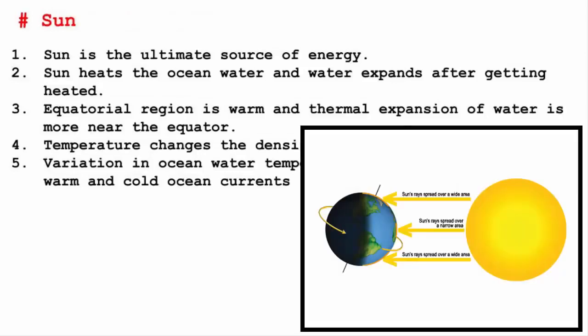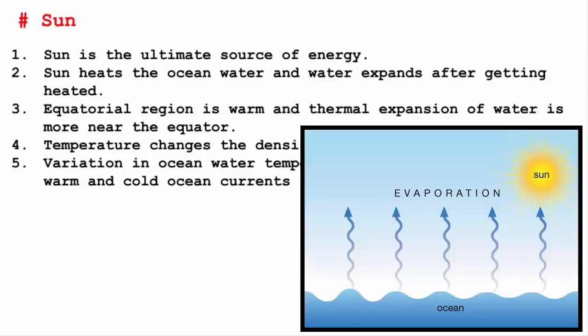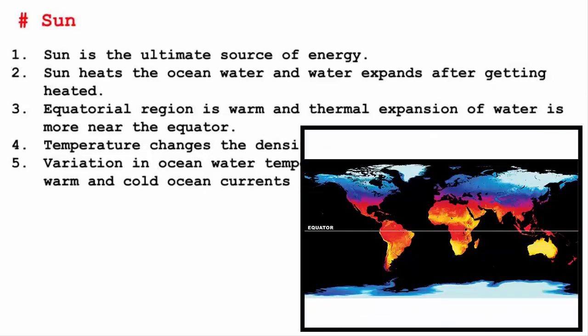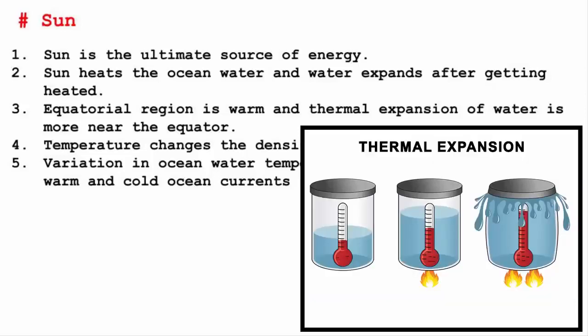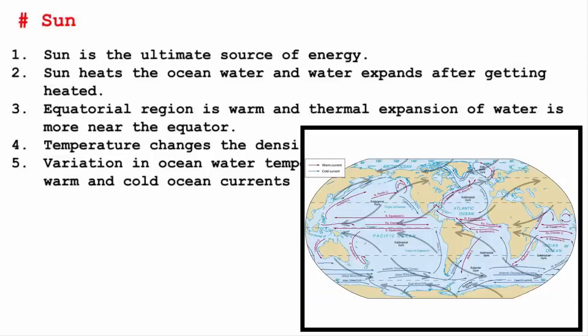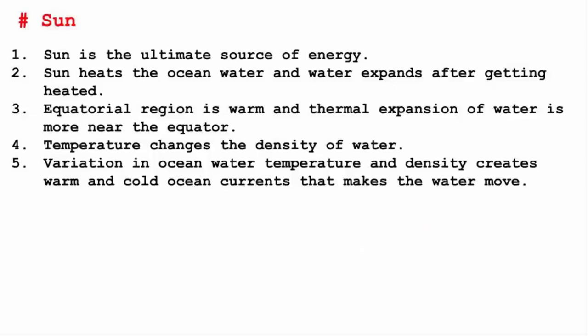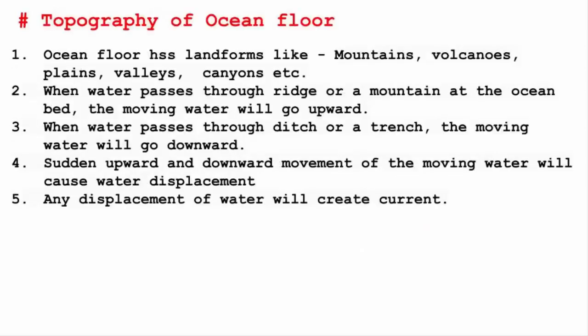Now the sun is the ultimate source of energy. The heat from the sun causes the water in the ocean to expand. We know that the equator receives the maximum amount of sun rays, and as we go away from the equator towards the poles, temperature drops. That is why near the equator, the ocean water is about 8 cm higher in level because of thermal expansion. Now this variation in ocean water temperature and density creates warm and cold ocean currents that keep replacing each other, making the ocean move.